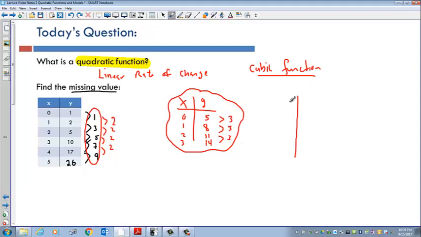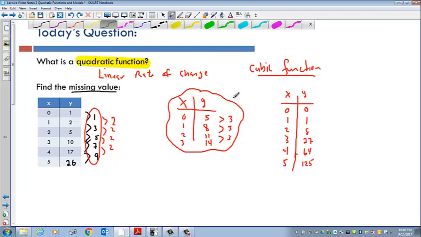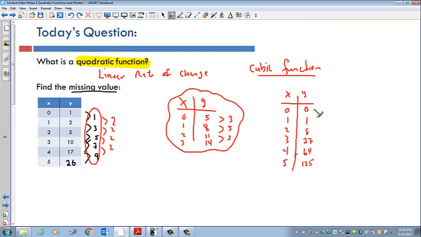So when you look at a table of a cubic function, let's do one that's really simple. Let's do inputs 0, 1, 2, 3, 4, and 5, with outputs 0, 1, 8, 27, 64, and 125. When you look at the differences on this data, which is cubic, by the way, I just cubed these to get these outputs, you'll see that this is 1, this is 7, this is 19, this one is 37, and this one is 61.